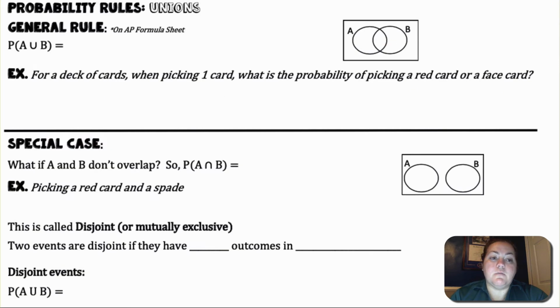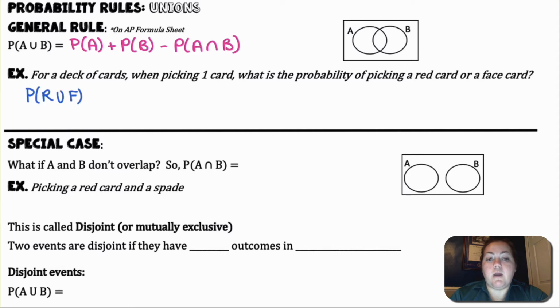All right, probability rules with union. So our general rule, this is on the reference sheet that you'll get for your AP exam. The probability of A or B equals the probability of A plus the probability of B minus the probability of A and B. So for a deck of cards, when picking one card, what is the probability of picking a red card or a face card?